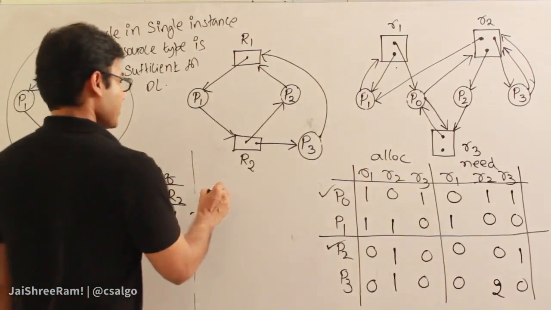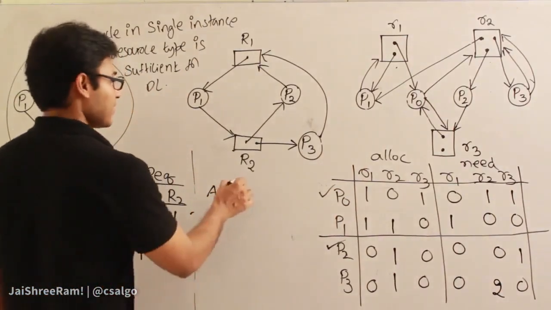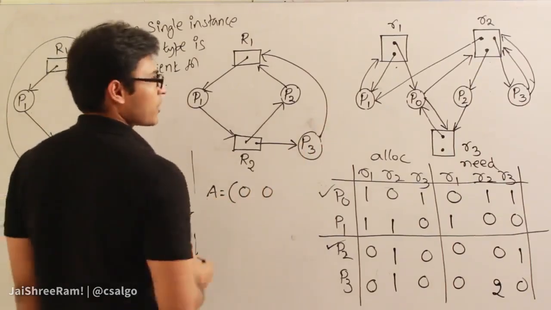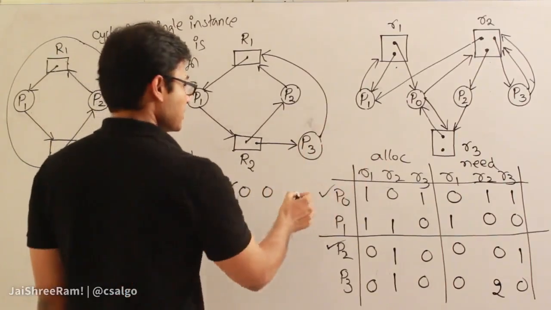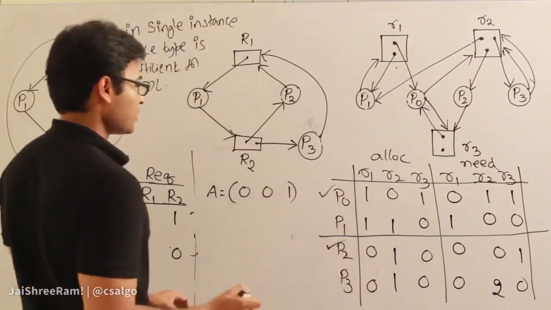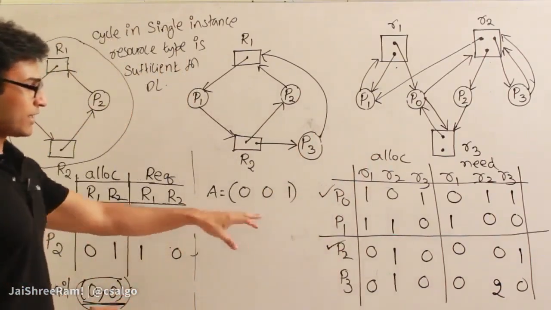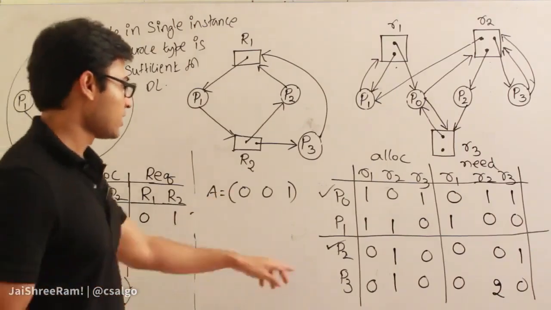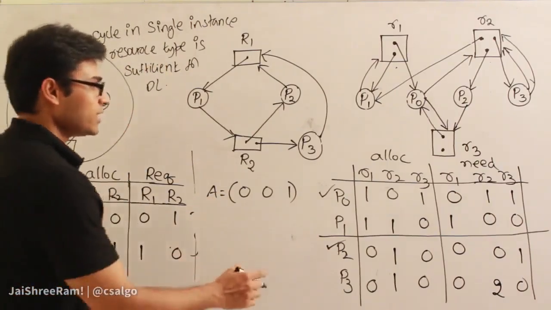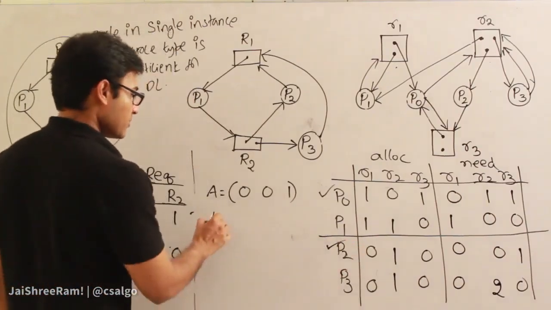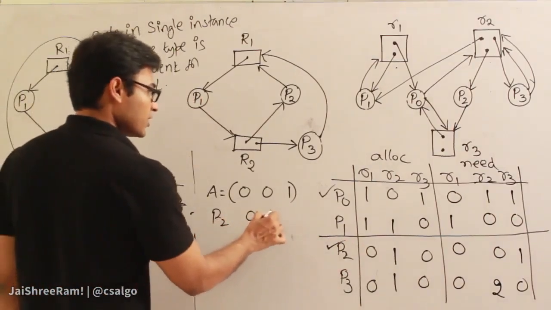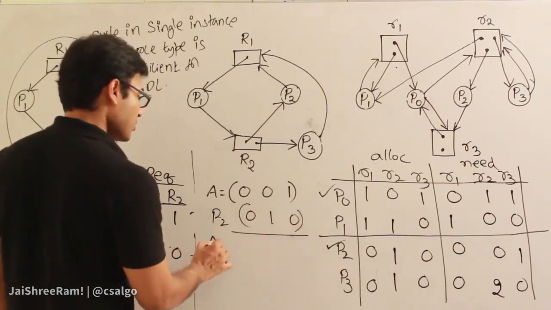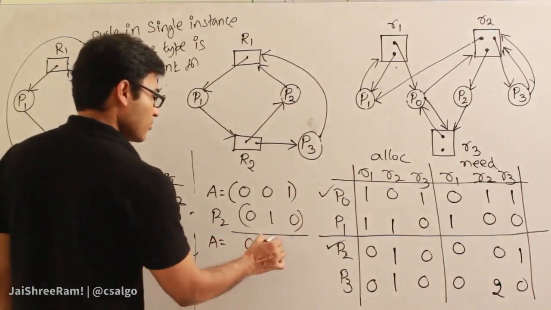Now, what about the availability? Availability is R1 available is 0, R2 available is 0, and R3 available is just 1, so 0, 0, 1 is the availability, right? Now using this availability, can you fulfill the requirements of anything? Yes, you can definitely fulfill the need of P2. Once you fulfill it, 0, 1, 0 will be released, therefore the new availability will become 0, 1, 1.